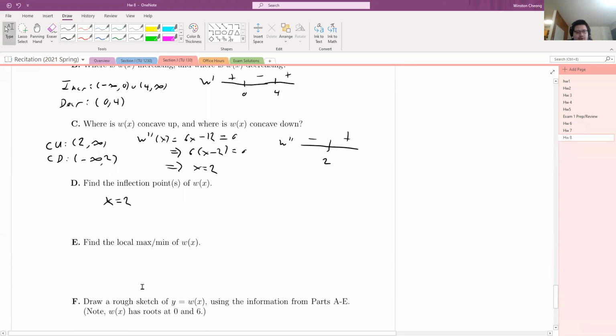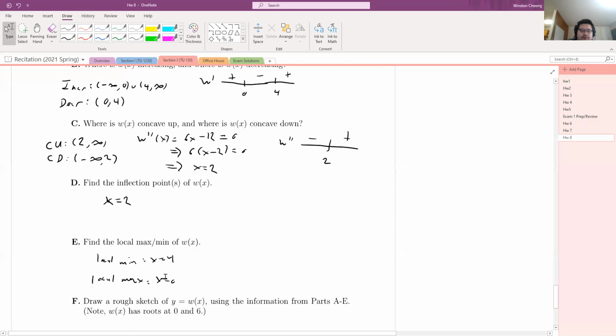And then local min and max. Well, this we can read from the first derivative sign chart. Plus to minus, let's see, local min, local max. So yeah, plus to minus is a max. So x equals 0 is a local max and x equals 4 is a local min.